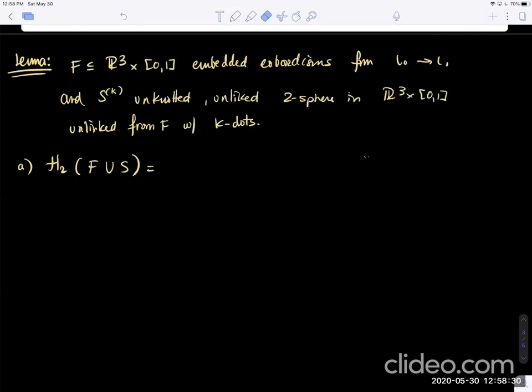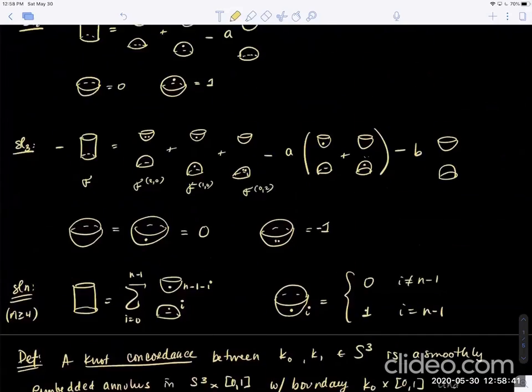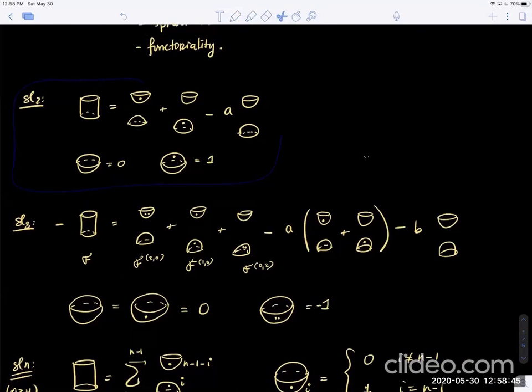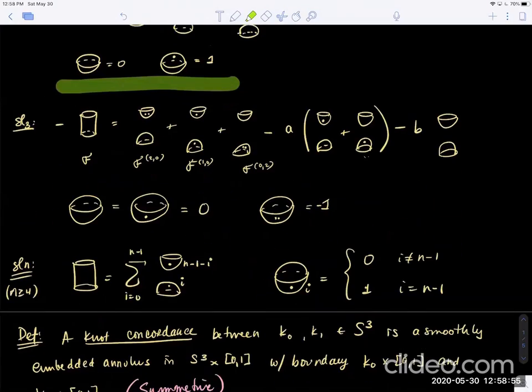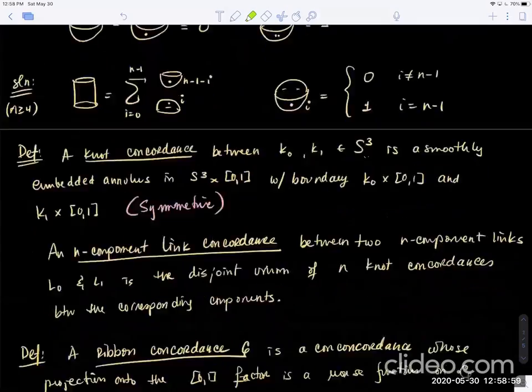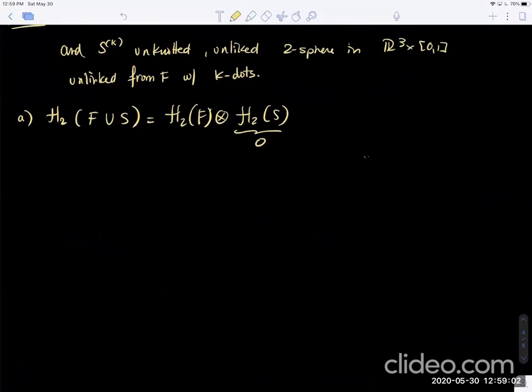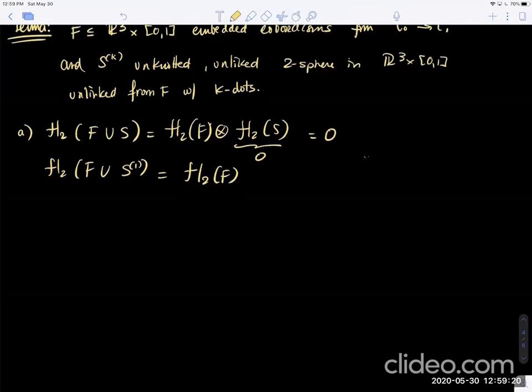And the reason for that is that, due to functoriality, this really is just F tensored with H2 of S, and this is 0, if you remember, by the relations that we wrote up here. So I'm just going to highlight them a little bit, these relations right here. And likewise, that's 0. So what happens if you add a dot? Well, in that case, H2 of F union S is 0. However, if you do H2 of F union S1, then this is really just H2 of F, because H2 of S1 is 1, by the relations that we saw just a little while ago.